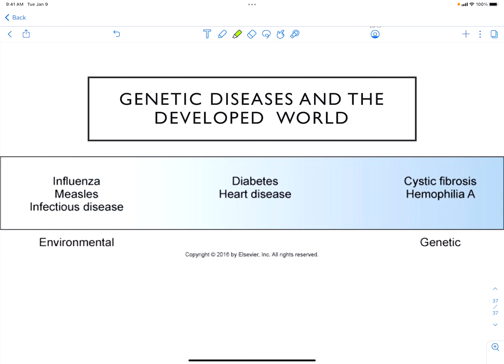All right, so again, we have our environmental caused diseases, our infectious diseases, influenza. We have our true genetic diseases, cystic fibrosis, hemophilia, and then we have our multifactorial diseases that have influences both from the genetic and from the environment.